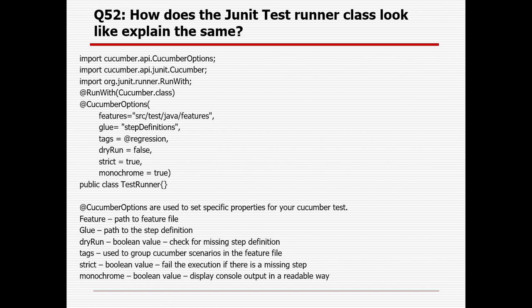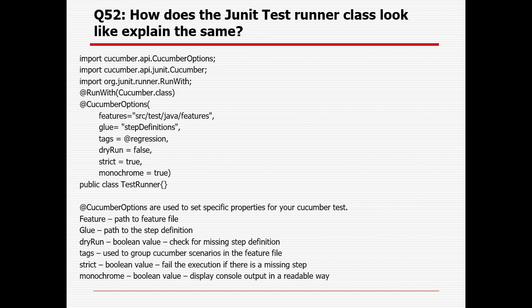DryRun will only have the boolean value true or false, which will check for missing step definitions. In case you set it to true and you have any missing step definition, that will be displayed while running the test runner class. Then tags is what the user needs to use to group Cucumber scenarios in the features file. Strict is also a boolean value, it can have true or false. It fails the execution if there is a missing step.